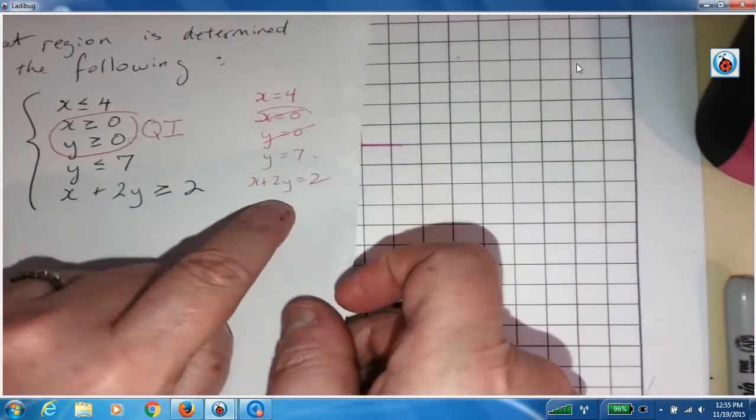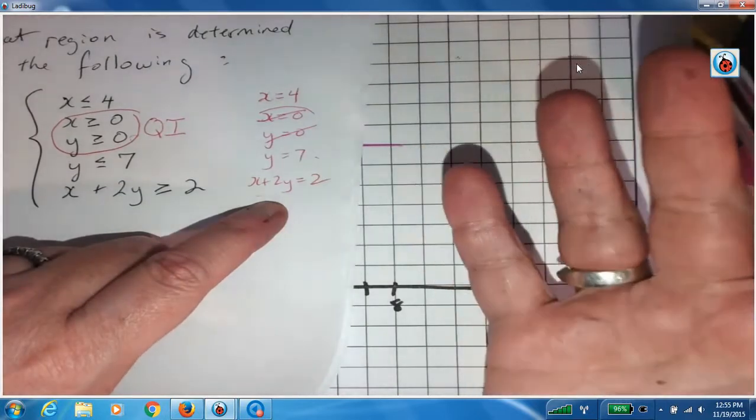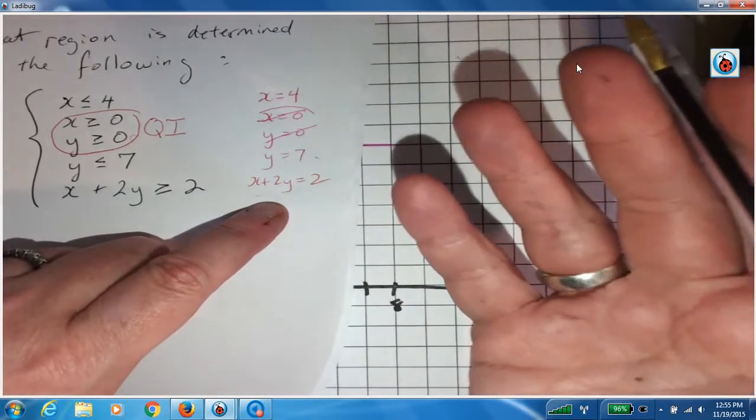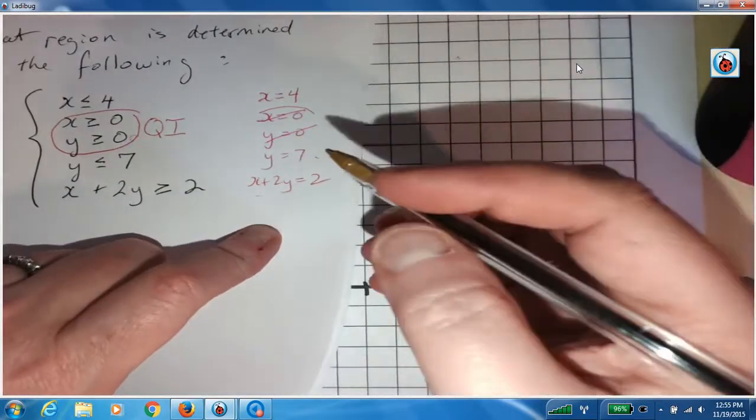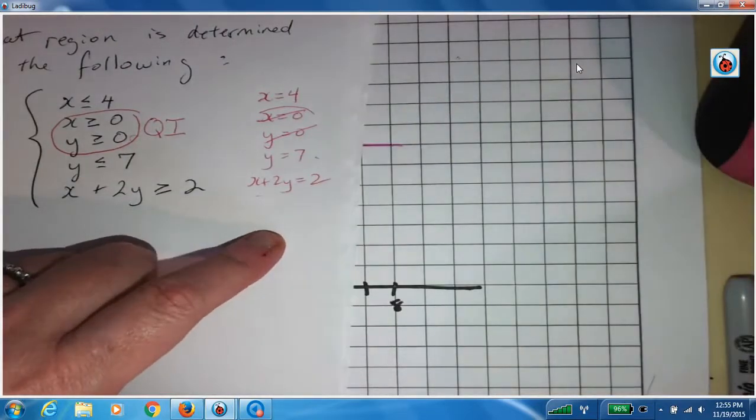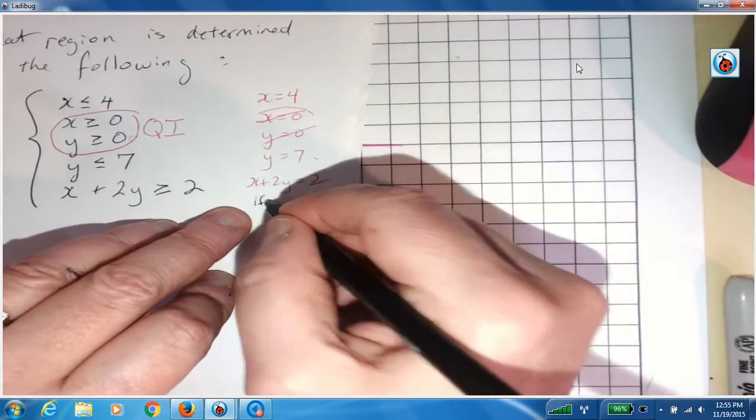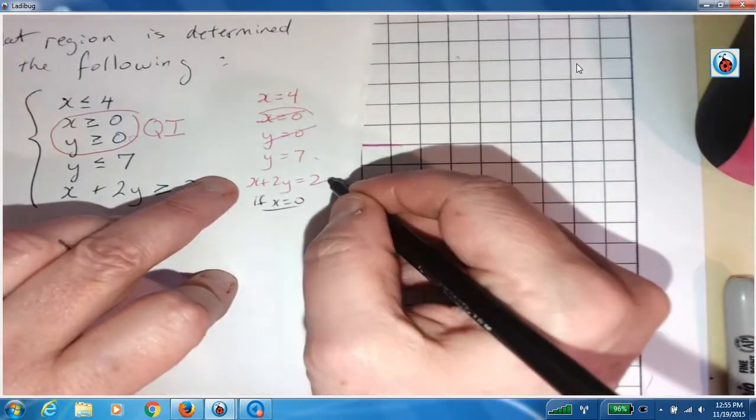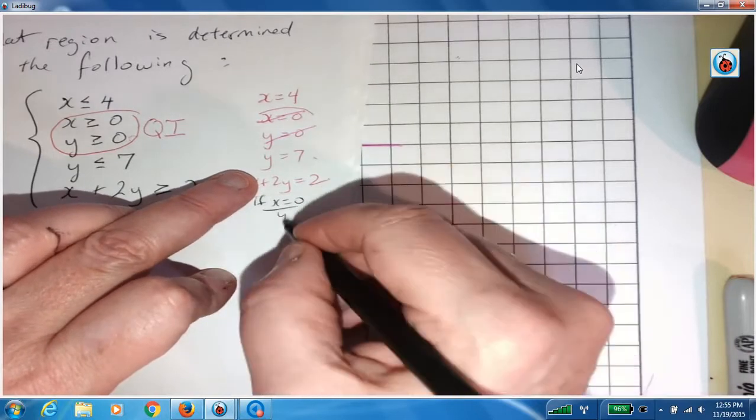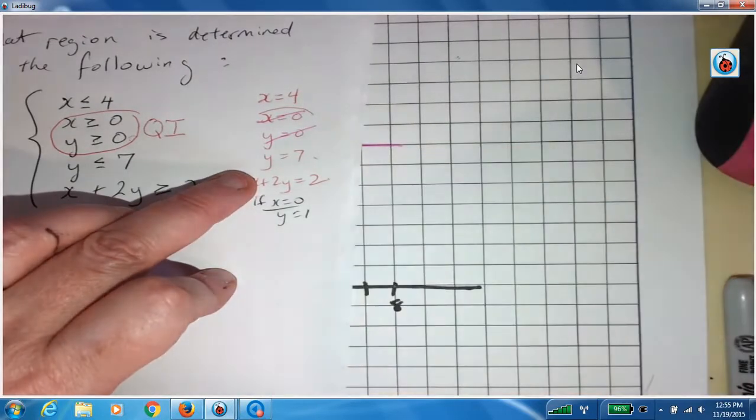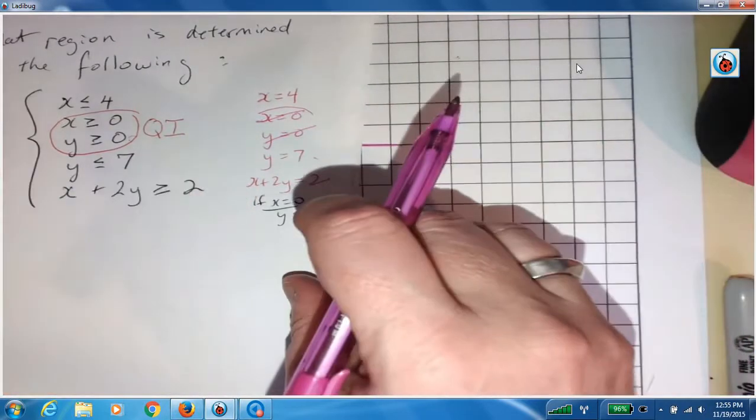And now what does that line look like? Well, if I have 2 points on that line, I can draw it. And the easiest 2 points to find are the x-intercept and the y-intercept. So at the y-intercept, we have x is 0. So if x is 0, this equation becomes 2y equals 2. And so y is equal to 1. So I know the point 0, 1 is on the graph of that line.